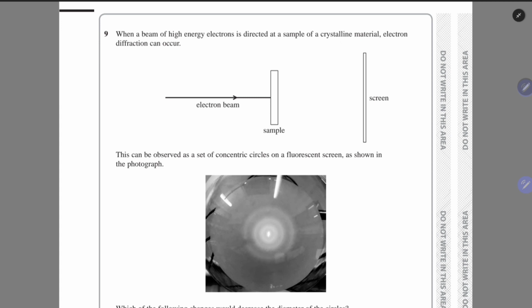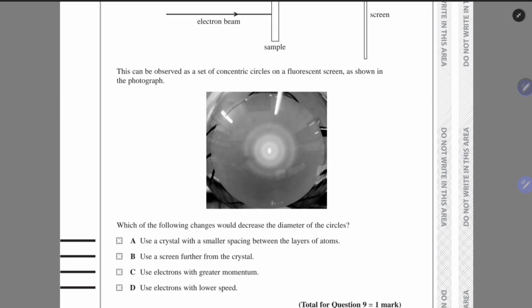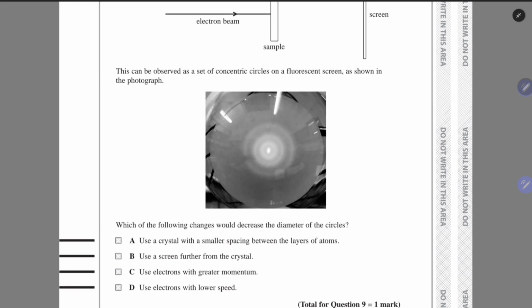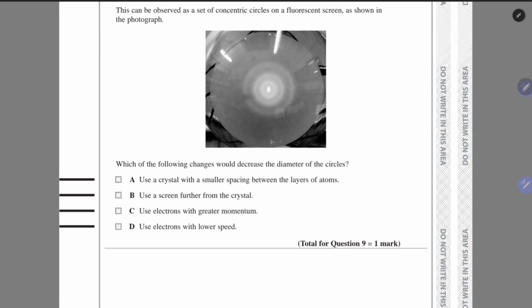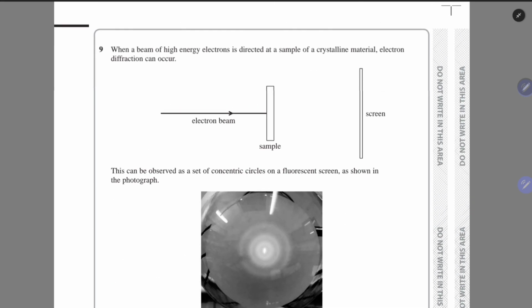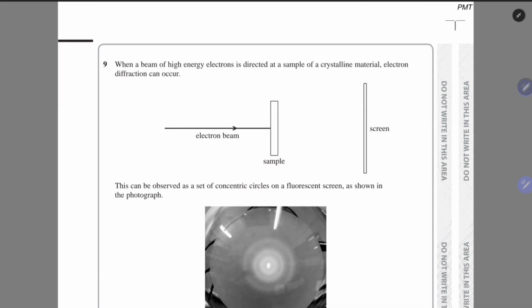When a beam of high energy electrons is directed at a sample of crystalline material, electron diffraction can occur. Okay, this can be observed as a set of concentric circles on a fluorescent screen as shown in the photograph. Which of the following changes would decrease the diameter of the circle? Decrease diameter. First we're going to form an equation here so we can get the answer easily.